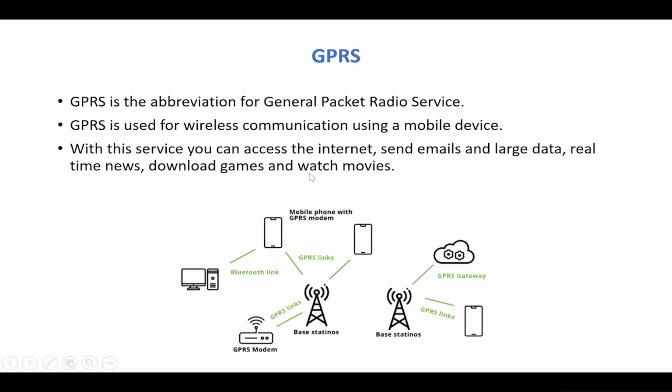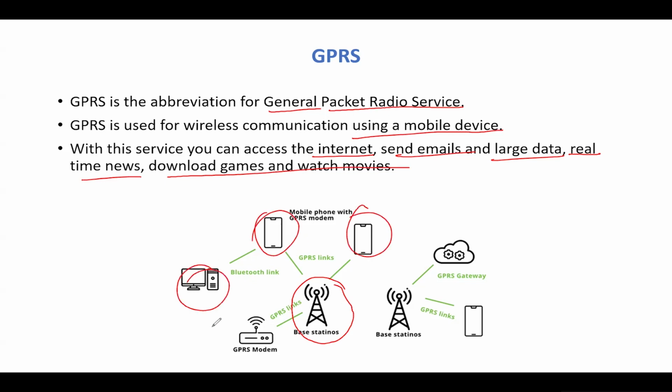Next, we have GPRS. Now, what is GPRS? GPRS is the abbreviation for General Packet Radio Service. GPRS is used for wireless communication using mobile devices. With this service, you can access the internet, send emails and large data, get real-time news, and download games and watch news. As you can see, we will have a base station tower with which we will be sending the GPRS links, which will be accessed by mobile and other devices. That is nothing but your general packet radio service.